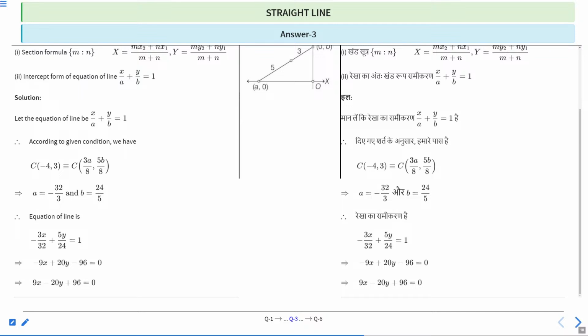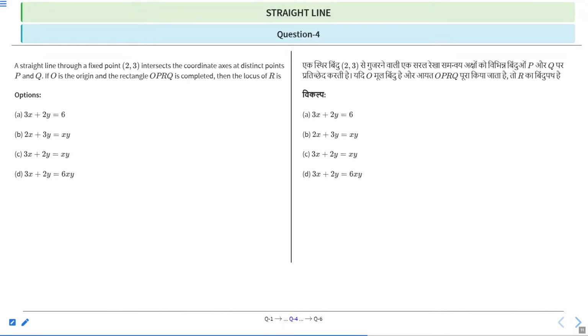Now let's move to the next question, question number 4. A straight line through a fixed point (2, 3) intersects the coordinate axes at distinct points P and Q. If O is the origin and the rectangle OPRQ is completed, then the locus of R is. We have to find the locus. So how can we approach this question? We are given a straight line passing through (2, 3), and it intersects the coordinate axes at P and Q.